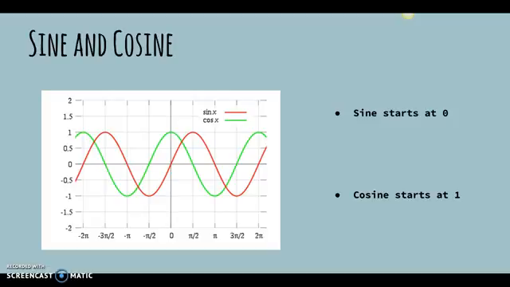And then the green line is cosine. Cosine starts at 1, and it crosses the x-axis 2 times at pi over 2 and 3 pi over 2. And for both of these, from 0 to 2 pi is one full graphing of the unit circle.